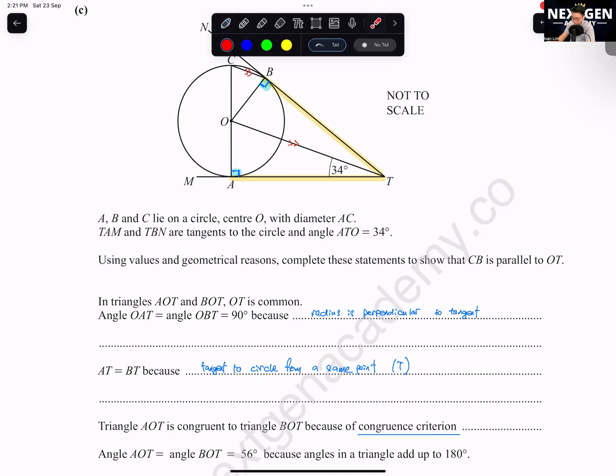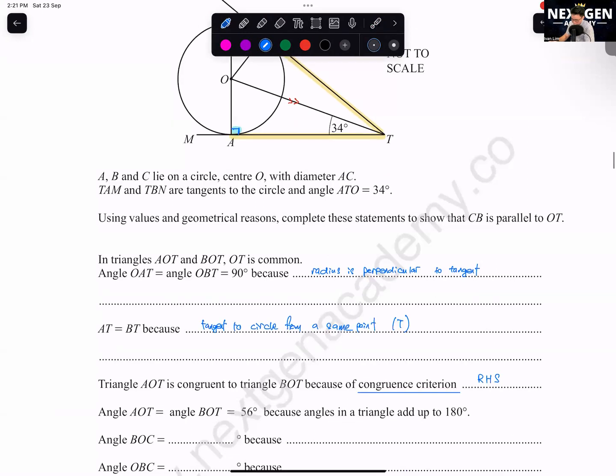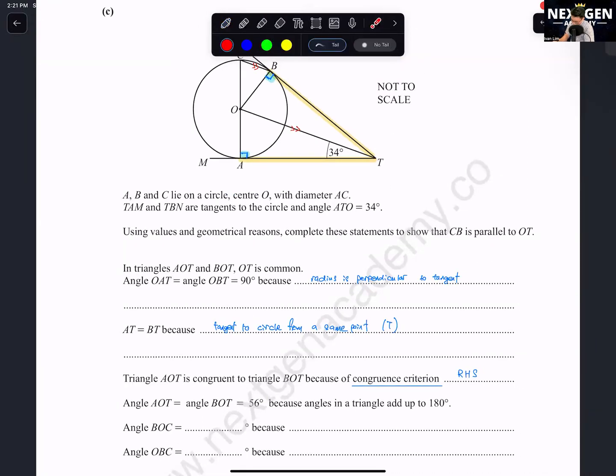Okay, so what do we know about here? I know that this is a right angle. Then I have one side that is the same. And then we have the hypotenuse, which is the same as well. So this congruency criterion is RHS. You can say from the same point of intersection. Next one. Angle AOT is equals to angle BOT. They say it's equals to 56 degrees. So here is 56.